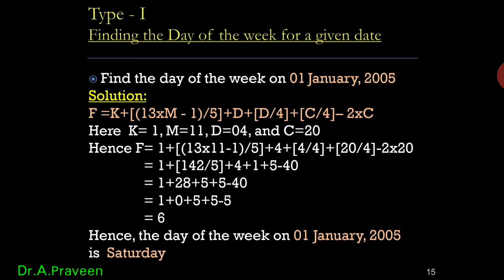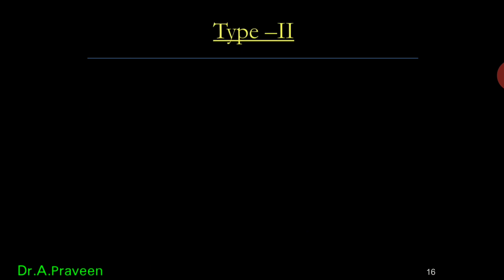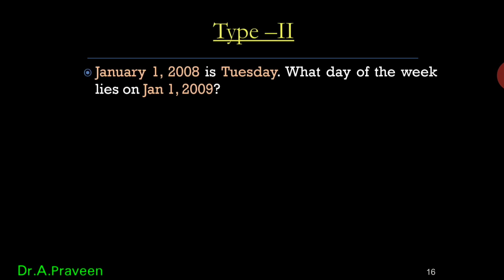Let us move to type number 2. In type number 2, they will give you a date and what is the day of the week on that date, and they will ask you to find what is the day of the week on the same date in a different year. For example, here they have asked what is the day of the week on January 1, 2009, and they have given that January 1, 2008 is Tuesday.